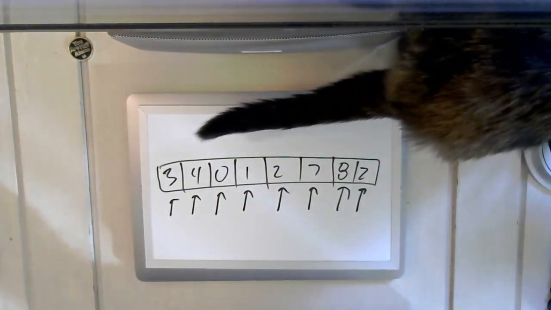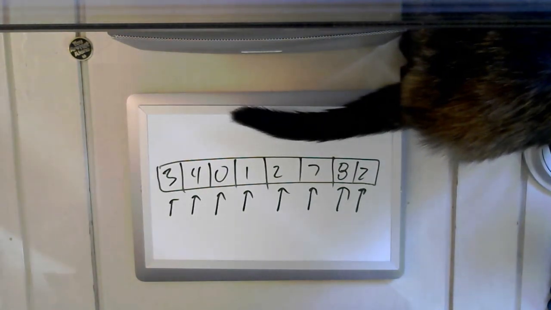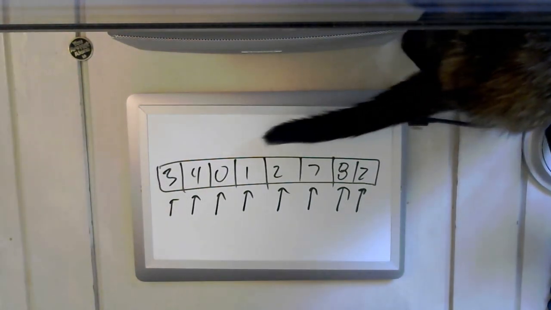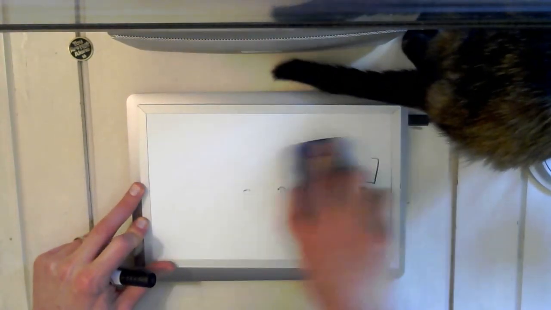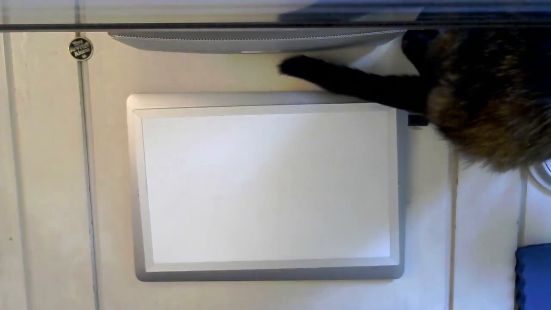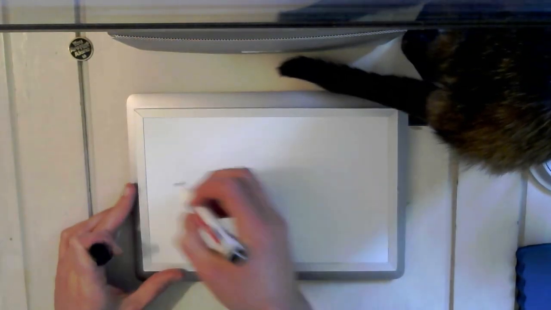Let's say I have an approach where the whole point of storing this data is that I want to be able to look up values quickly. So now let's imagine I'm going to start over here. I'm going to store the data, but I'm going to sort it. I'm going to maintain it in a sorted state.